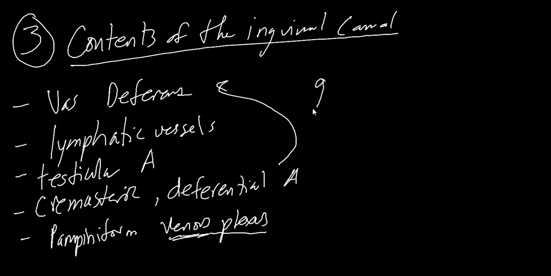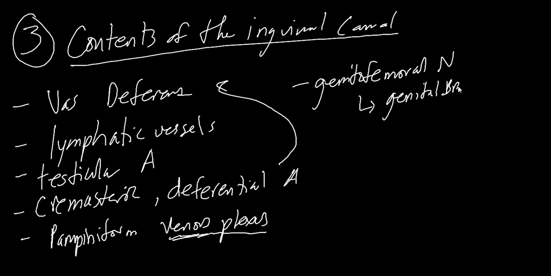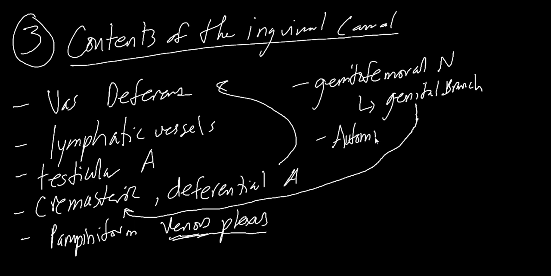Primarily, it's going to be your genitofemoral nerve. More specifically, it's going to be the genital branch. And this is going to innervate your cremasteric muscle. So this genital branch is going to innervate this cremasteric muscle. Also, you've got a couple other nerves. Really, it's just going to be your autonomic. So your sympathetic, your parasympathetic nerves to your testes, and also your dartos muscle. Remember, your dartos was also involved in temperature regulation.